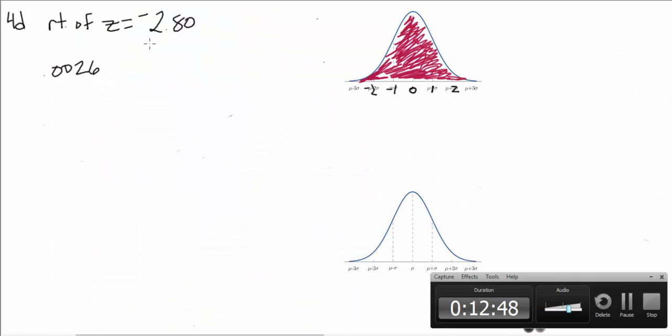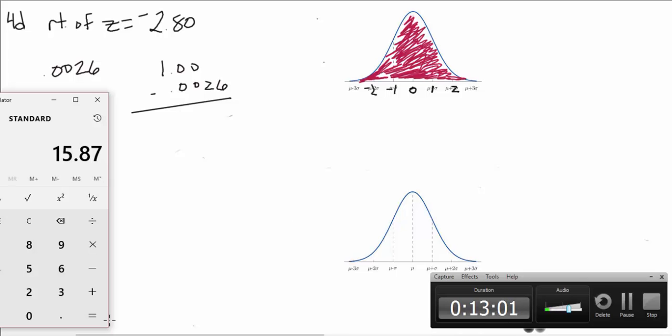So again, we have to find the area to the right of that. We can just take 1, because we know the total area under the curve is 1. Subtract that out, and we'll get to our answer. So let me clear all this. 1 minus 0.0026 equals 0.9974.